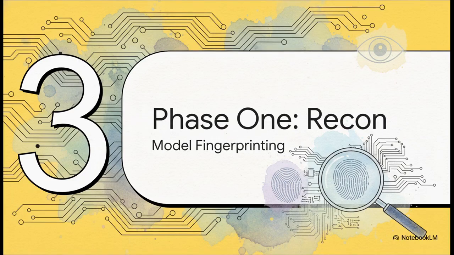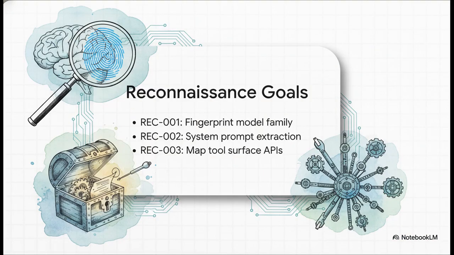Section 3 covers Phase 1, reconnaissance. This is where the actual penetration test begins. Now, the prompts in this phase are generally pretty low risk to the tester. They usually won't set off massive security alarms, but the intelligence they yield is incredibly high value. Your goals here are super specific.